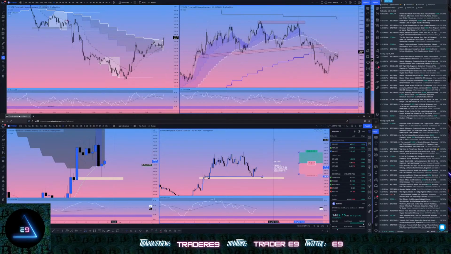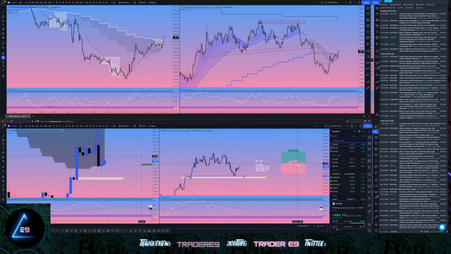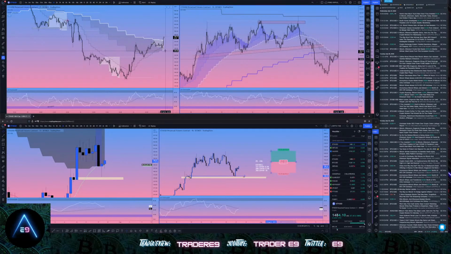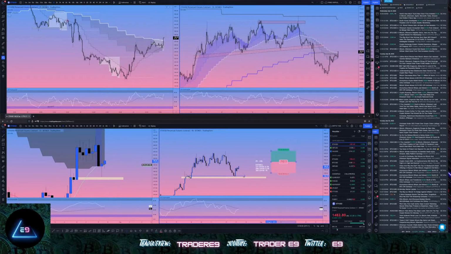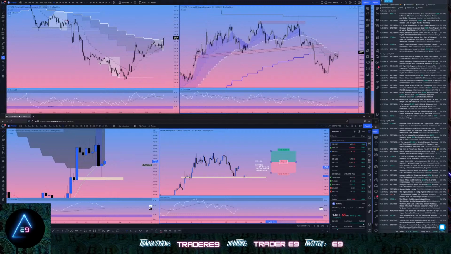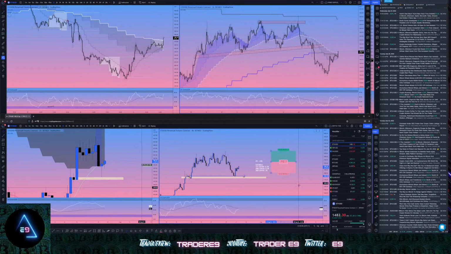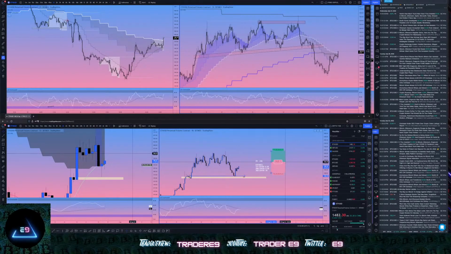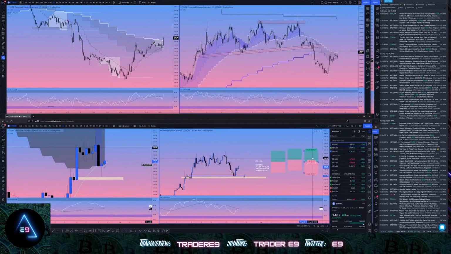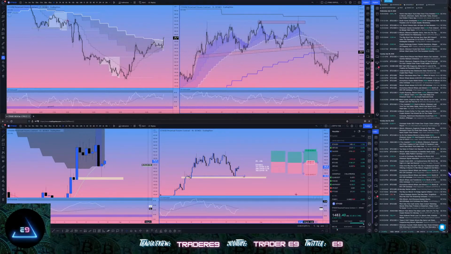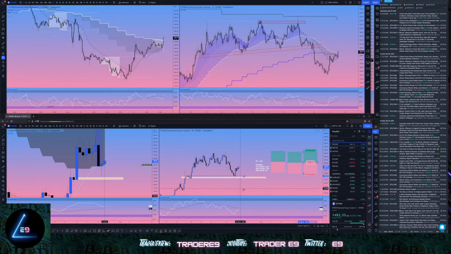entries. I'm just looking at this 15-minute chart. This is flying up. Broken above the wave there. Nice. Okay, so 3 of these.